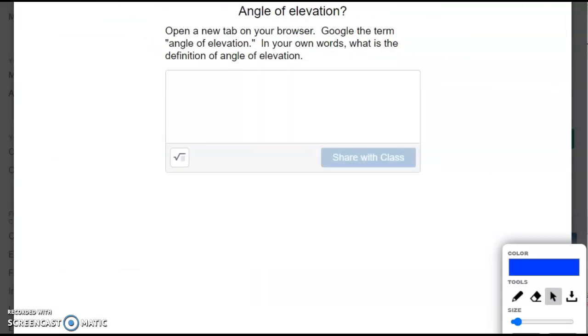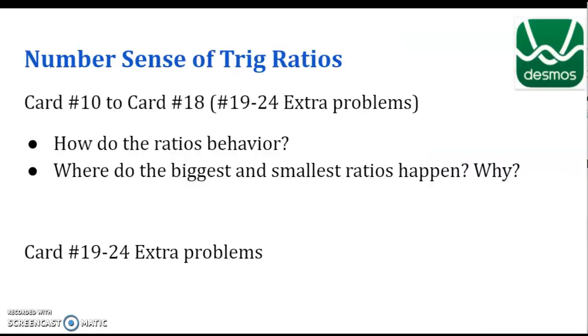All right, so this is the optional exercises, so I'm not going to go into that. Now we're going to move on to cards number 10 to 18 of Desmos, and this is where we're going to be exploring number sense of trig ratios. How do the ratios behave? Where do the biggest and smallest ratios happen and why?